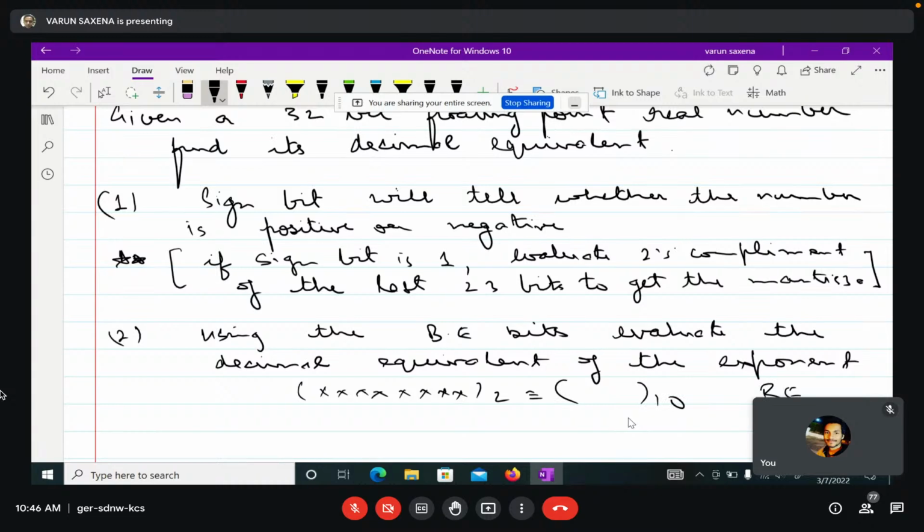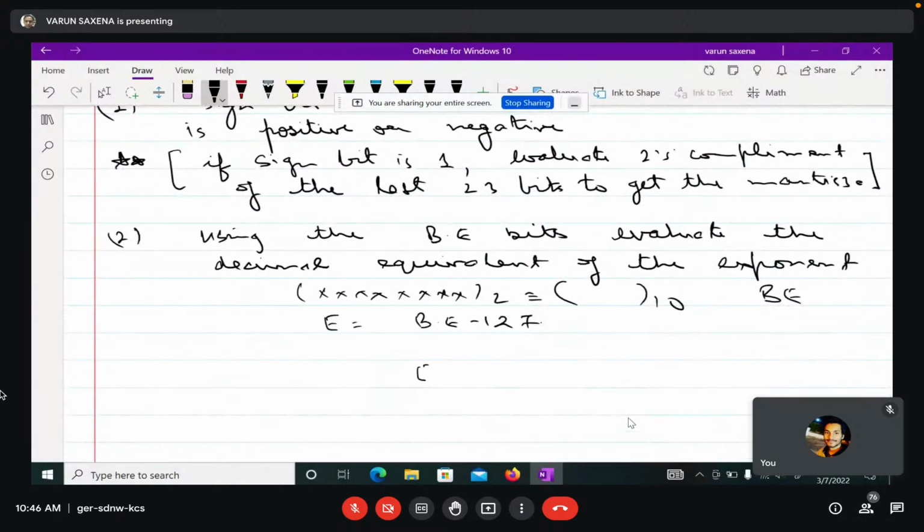Then the exponent is going to be basically the biased exponent minus 127, because you added 127 to the exponent to get the biased exponent. So this is how you will obtain the exponent, and this exponent will be in decimal form, because your binary exponent has been calculated in decimal form. Let me just write it here as P. So this is how you will obtain your binary exponent.